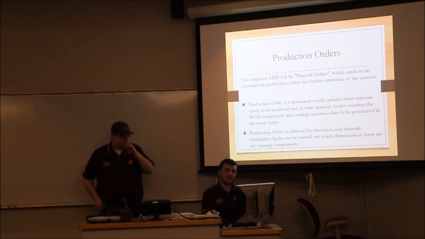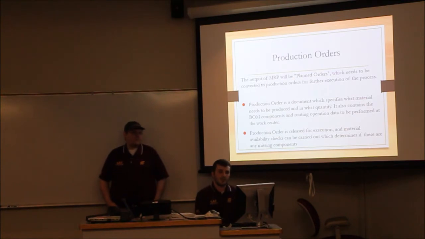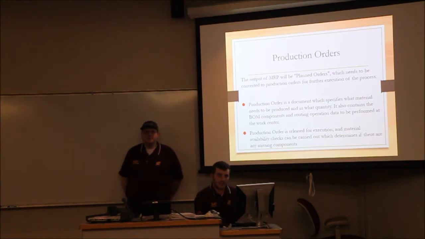The output of MRP is a planned order. That's something that's still burned in my mind. These need to be converted into production orders for further execution. Planned orders is pretty much what you were about to create, but within the planned order, it gives you shortages of how much you need, or if you're ready to go completely. The production order is the document which specifies what material needs to be produced and what quantity. It also contains the BOM components and routing operations to be performed at the work center. The production order is then released for execution, and material availability checks can be carried out to see if there are any shortages.